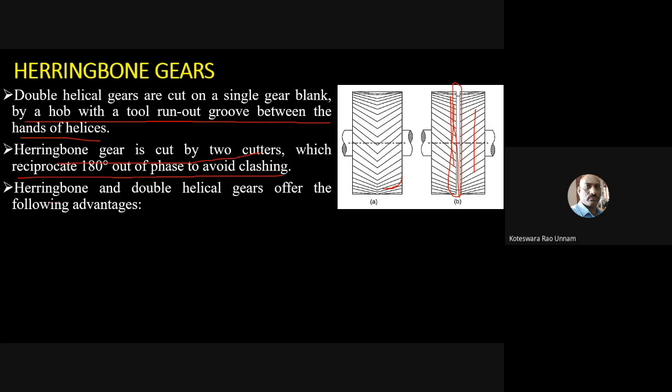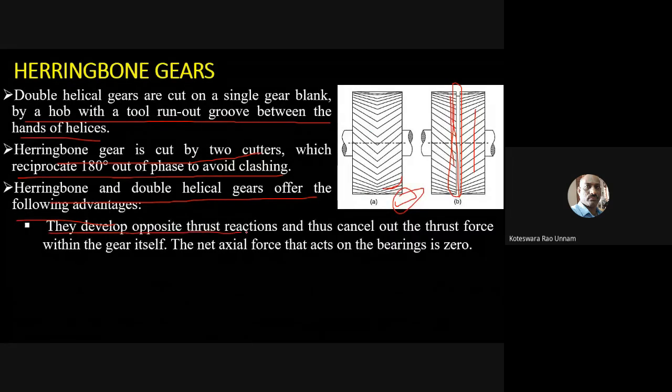So herringbone and double helical gears offer the following advantages. The advantage is that you can eliminate the axial thrust force. That is the advantage of this double helical gear. Because you are constructing two gears, the thrust is going to increase; that is going to be the disadvantage. So the advantage is they develop opposite thrust reactions and thus cancel out the thrust force within the gear itself. The net axial force that acts on the bearings is zero. That's what we already said. The purpose of constructing these herringbone gears or double helical gears is to cancel out that axial force or thrust force. So that is going to be one advantage.